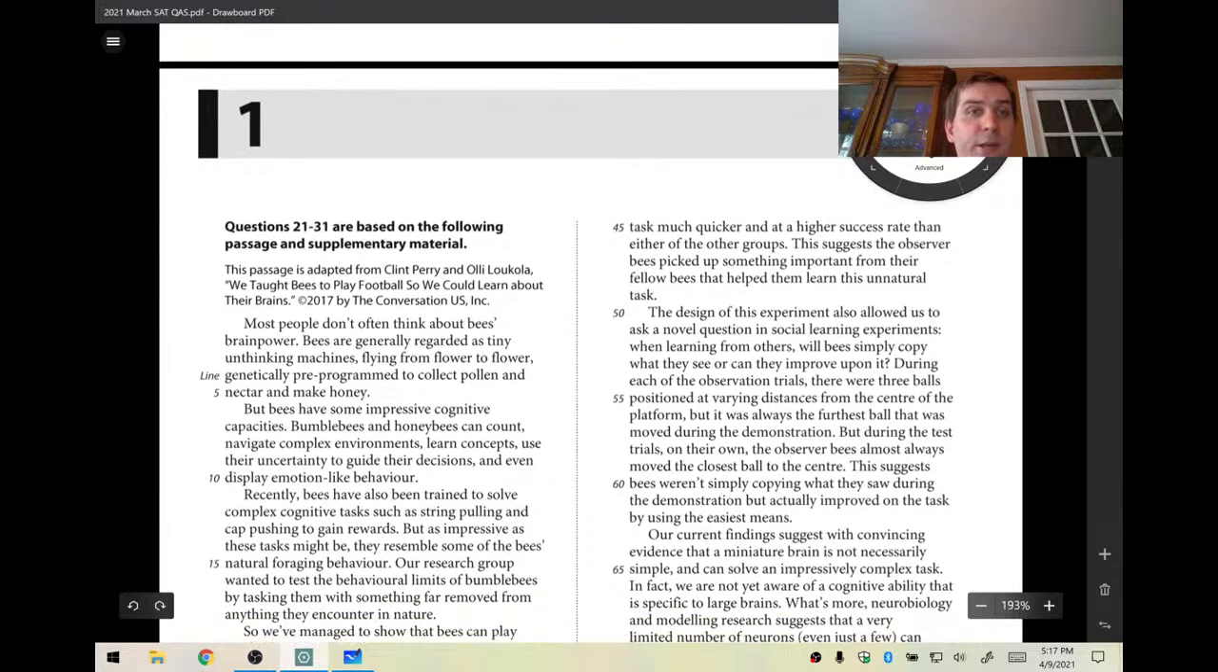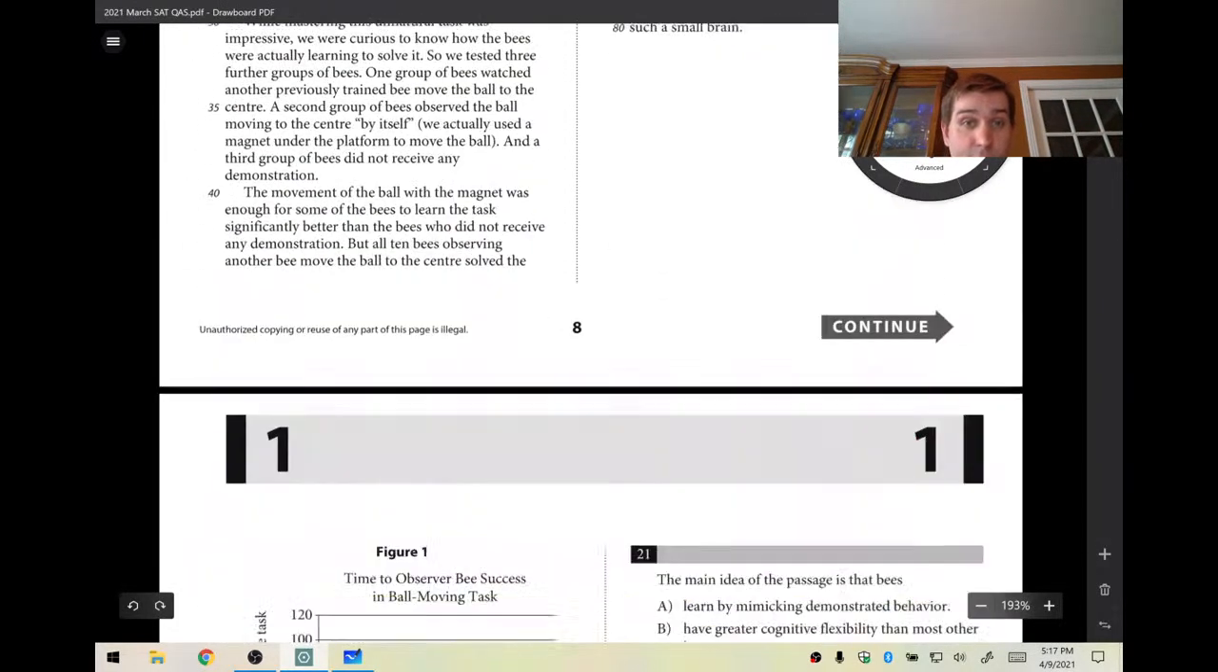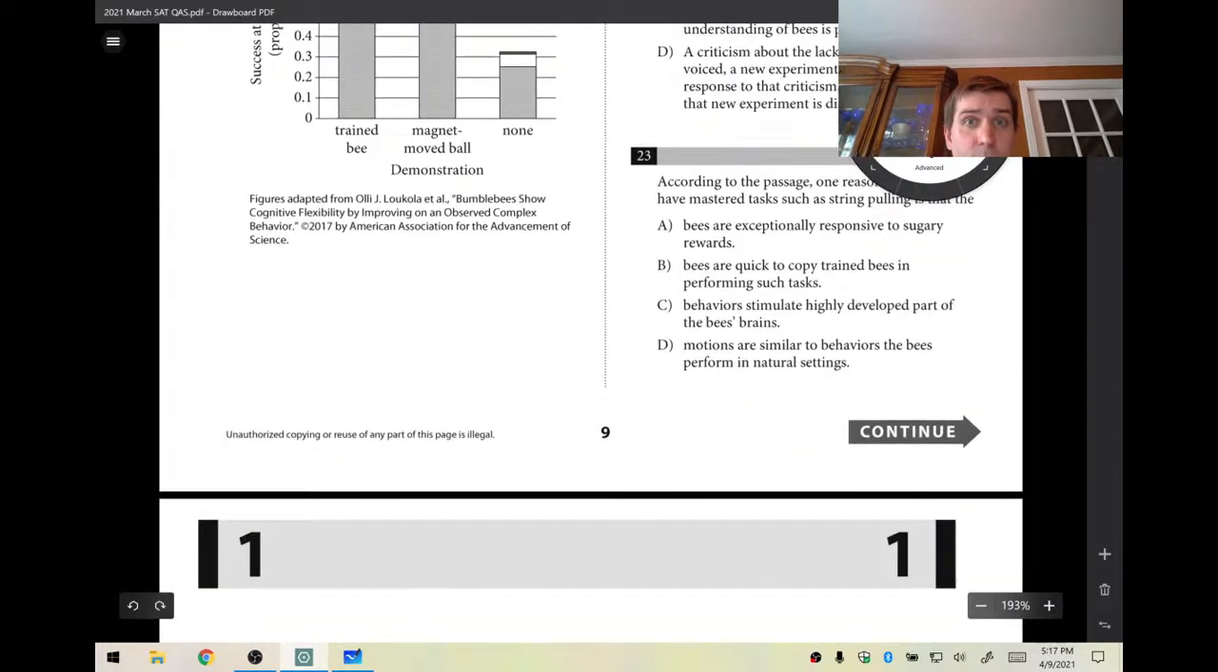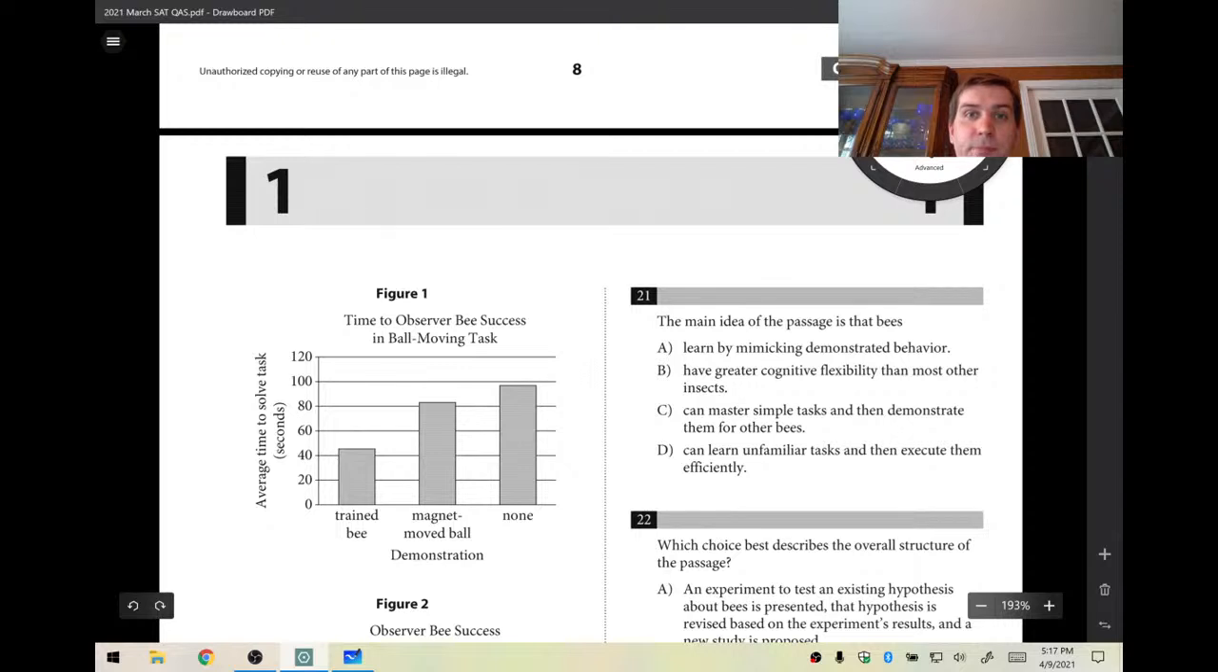Now we're on the next passage. This one is called, "We taught bees to play football so we could learn about their brains." And this was a fascinating science passage. I really enjoyed this one. All right, let's jump into it. Oh, we have a graph. It looks like we have a couple graphs, bar graphs. All right, let's jump into 21.